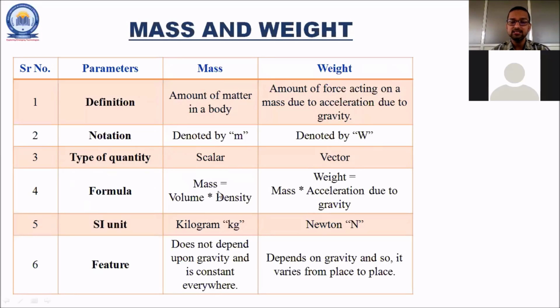Formula for finding the mass is volume into density. Formula for finding the weight is the mass into the acceleration due to gravity. Remember friends, this point is very important for the weight: we need to consider the acceleration due to gravity. SI unit for the mass is kilogram, kg, whereas for the weight it is Newton, denoted as capital N. Important feature: mass does not depend on the gravity, it is constant everywhere, whereas the weight totally depends on the gravity, and so it varies from place to place. So these are some of the basic concepts related to the mass and the weight.